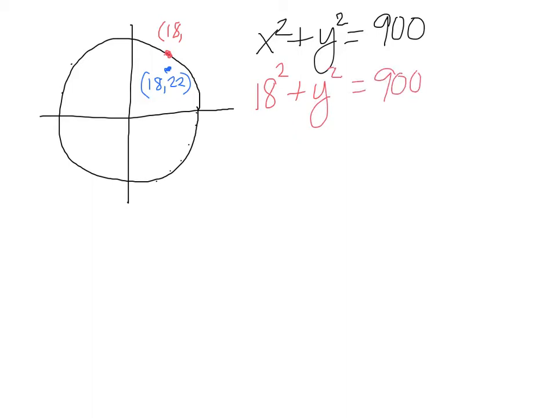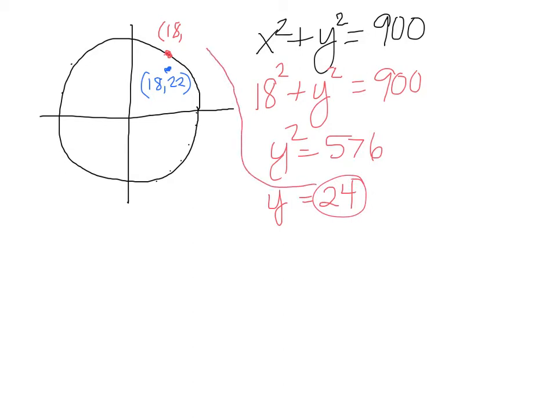So on my calculator, I'm going to take 900 and subtract the 18 squared. And I get 576. Square root that. And I get 24. Okay, that's pretty lucky. Not always going to end up with a nice, perfect square there. But that's just y, not y squared anymore. Let's erase that. So y is equal to 24. So what that means is that the ordered pair that falls on the circle is (18, 24).